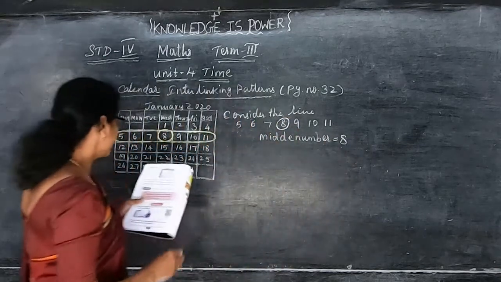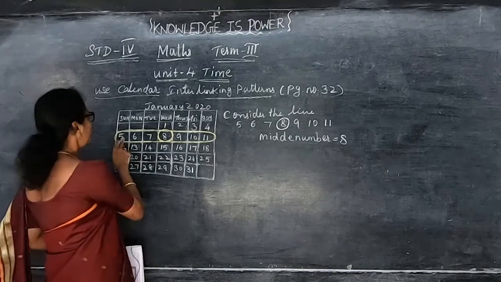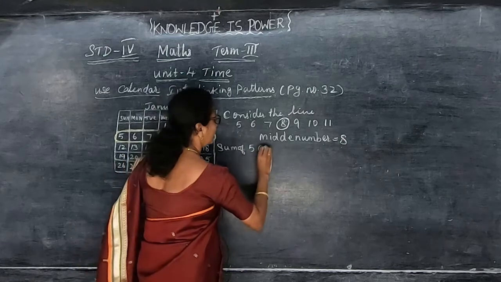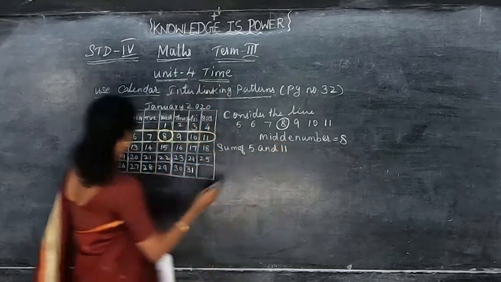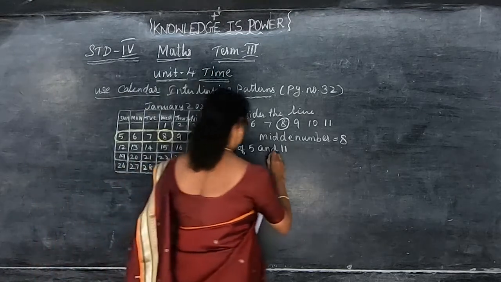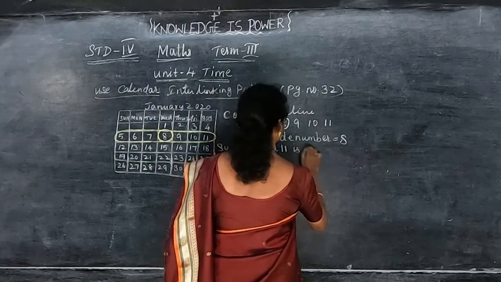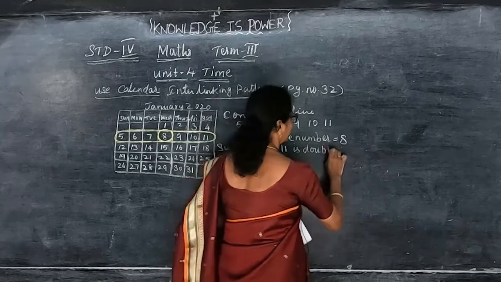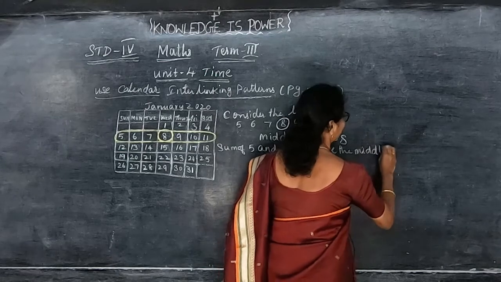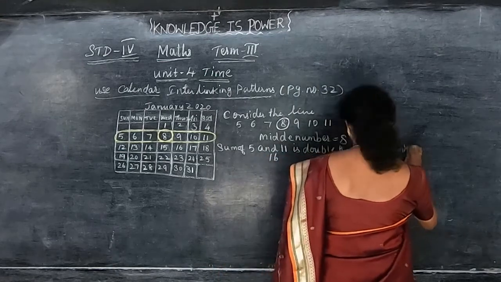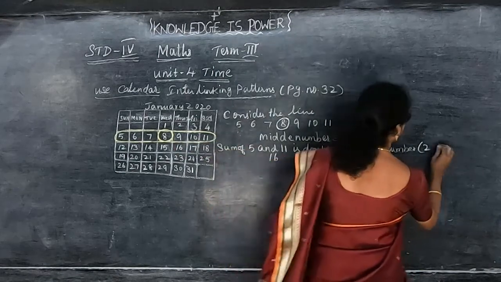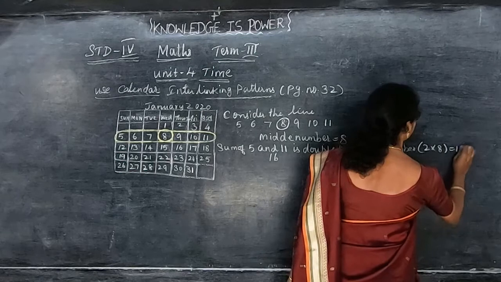So middle number 8. Now what we have to do is the sum of 5 and 11. If you add the 5 and the 11, how much will you get? 16 is double the middle number. What is the middle number? Double 8, the middle number, that is 2 into 8, that is equal to 16.